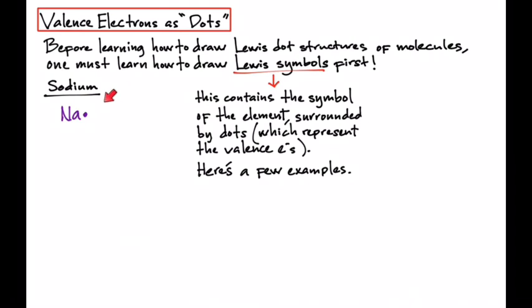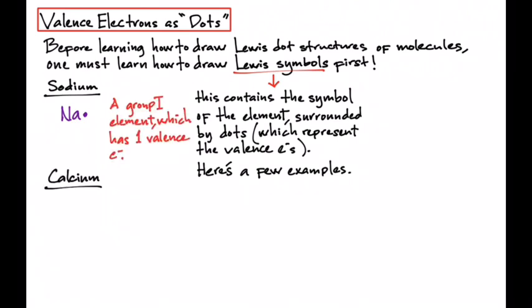And as you can see here, there's a dot right next to the symbol of the element. That's basically the valence electron represented by a single dot. And then group 2 elements, such as calcium, will have 2 valence electrons. So you draw the symbol of the element, which is Ca for calcium, and then you draw 2 dots around it, as shown here. So this is the Lewis symbol for calcium.